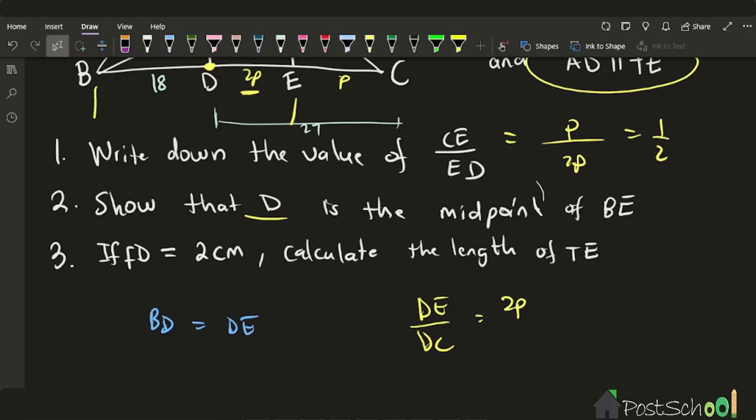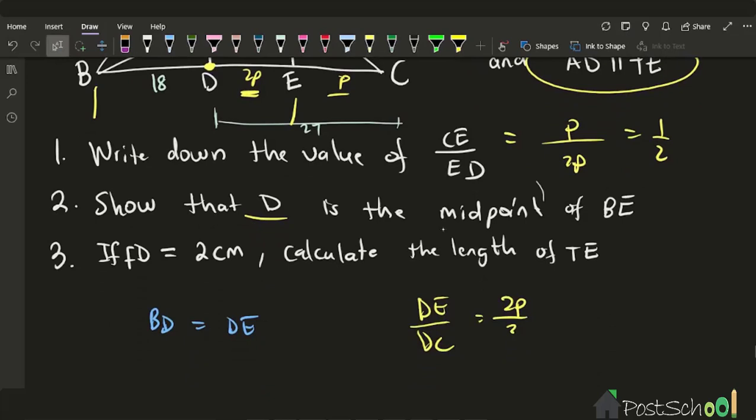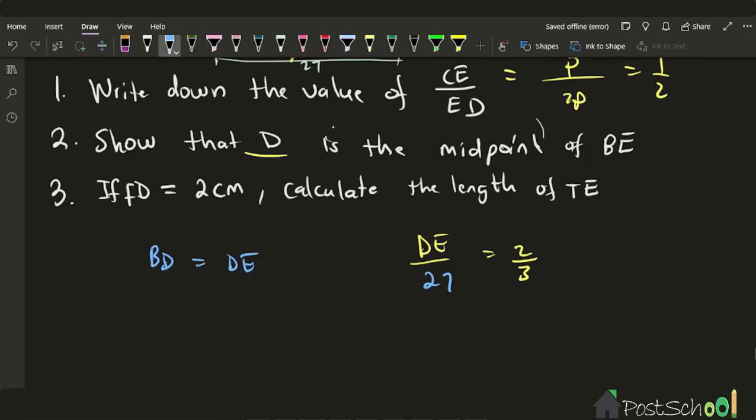Okay, and then DC is 3P, which is 2P plus P. So 3P. So this will cancel that. You have 2/3. So meaning basically this is equal to that. But then we know that DC is equal to 27, so you can substitute 27 here and solve for DE, and say DE is equal to 2 over 3 times 27.